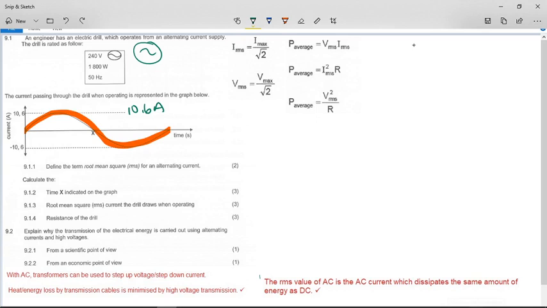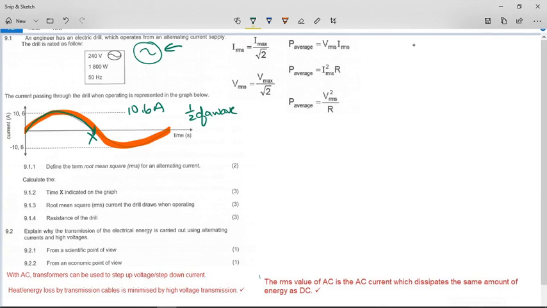Now it says to you, calculate the time x indicated on the graph. So now if you have a look at this graph, the graph goes up and it stops over here. So the time x is exactly half of a wave, okay? Alternating current has the sine wave shape for a reason, because as you turn the coil in the magnetic field, this is what happens to the value of the current. It goes up and down. So this is telling you it is half of a wave.